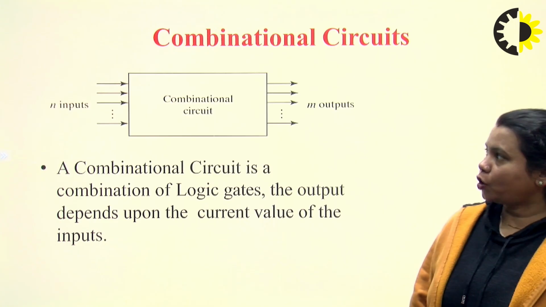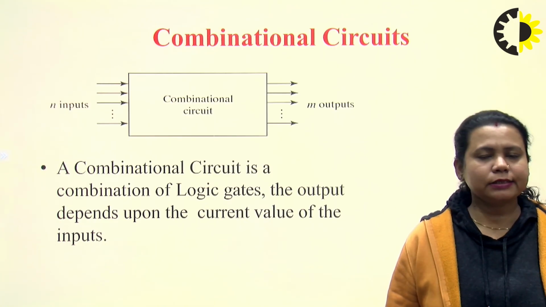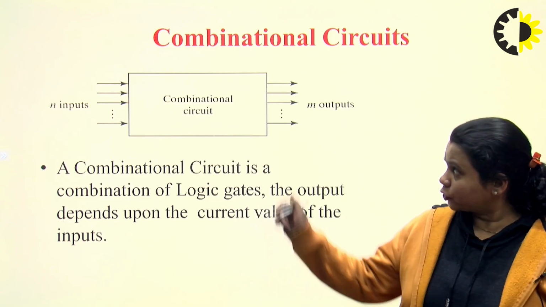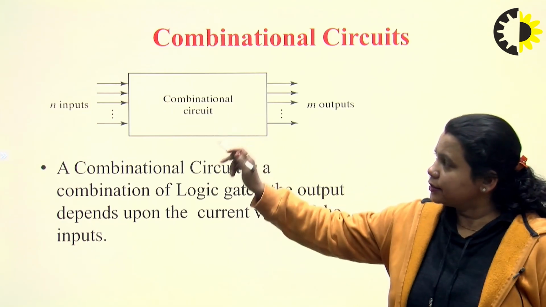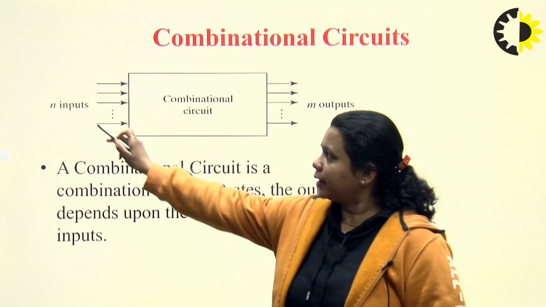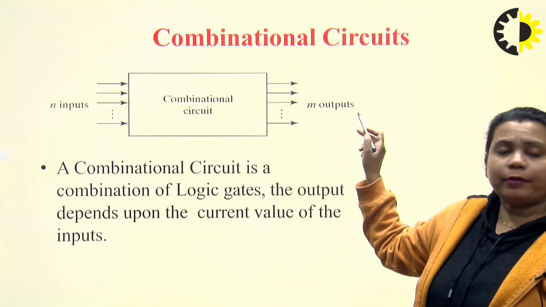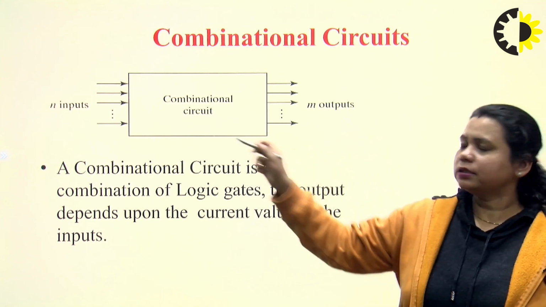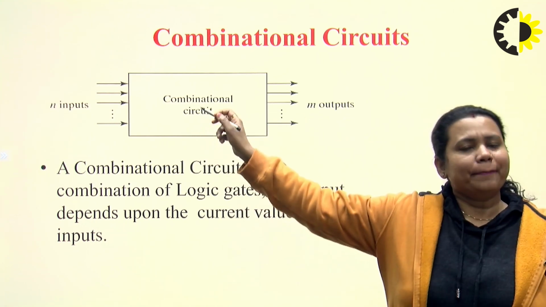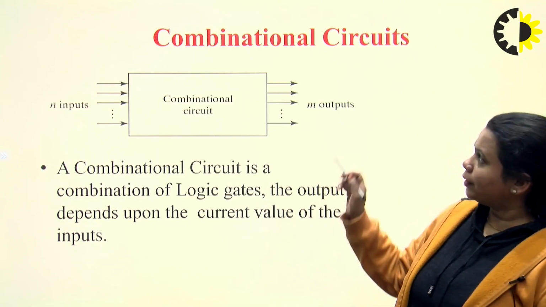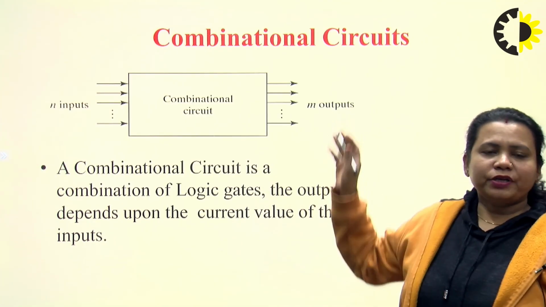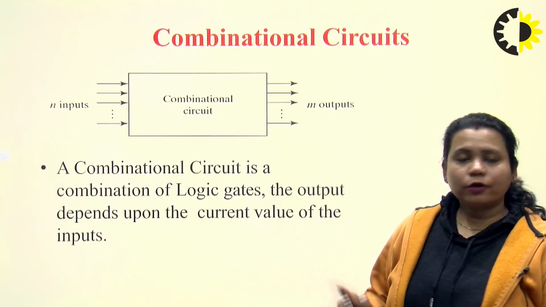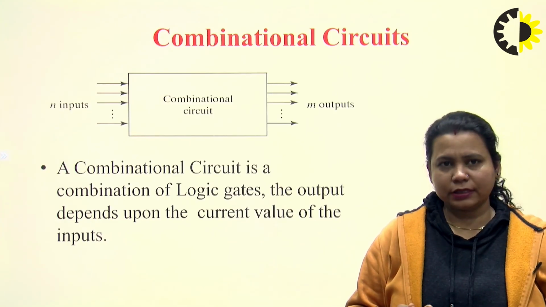So these are combinational circuits. We all know that circuits are of two types, combinational as well as sequential circuits. A combinational circuit has n inputs and m outputs. Combinational circuits are basically those circuits where the output is dependent on the present input only. There is no memory element in a combinational circuit, and there is no clock. So circuits are of two types, combinational as well as sequential.